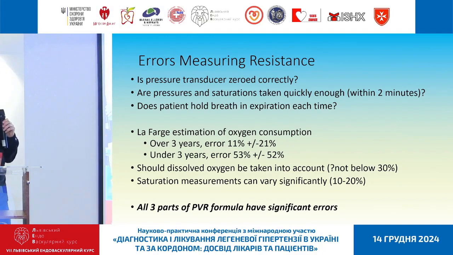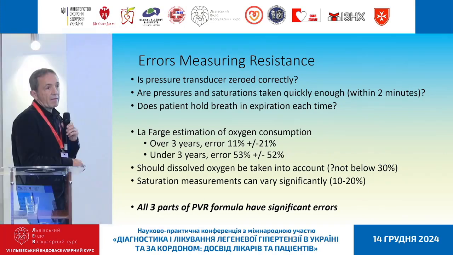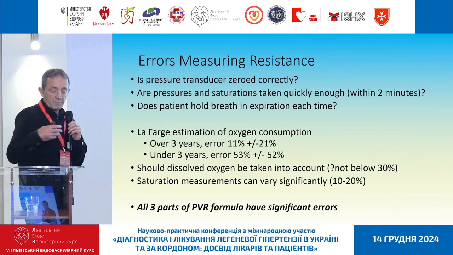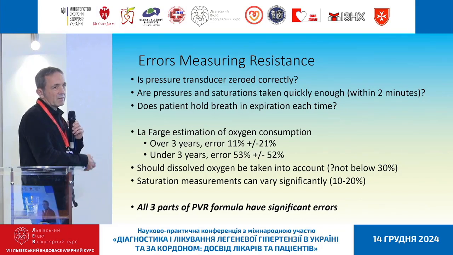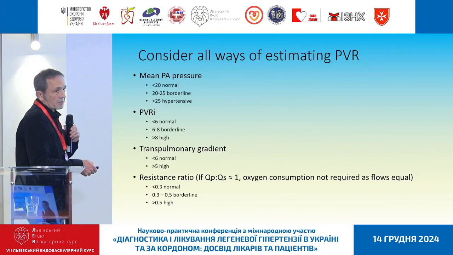I've already mentioned that the Lafarge tables do have quite significant errors, and when you go under 3 years of age, they're very big. Should we take into account dissolved oxygen? If you keep the inhaled oxygen around 30% or less, you don't have to take that into account. When you go above it, you do have to start taking it into account. And then you've got to realise that saturation measurements vary a lot, that there's a big error in measuring the saturation. And so when you use a measure that incorporates all of these parameters to generate it, the errors are multiplied. And so there's a huge number of errors in measuring pulmonary vascular resistance.